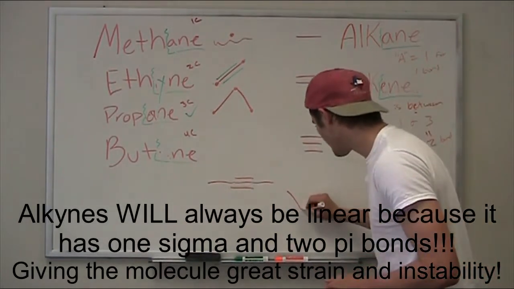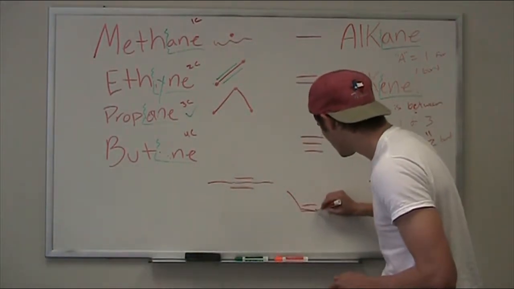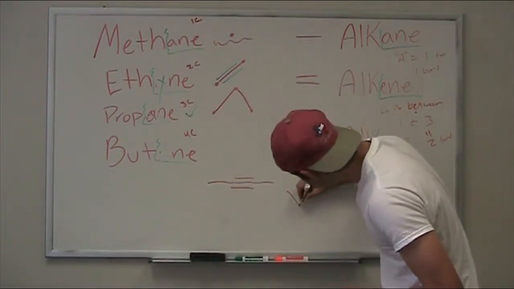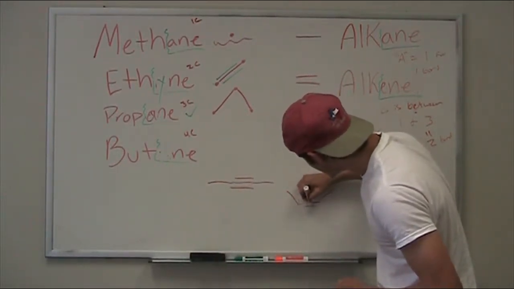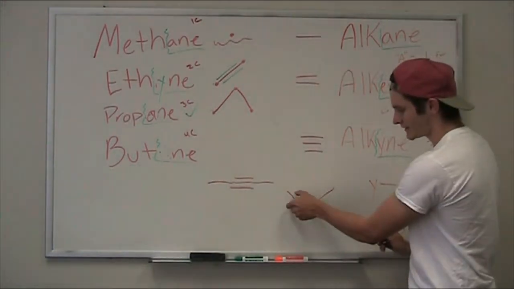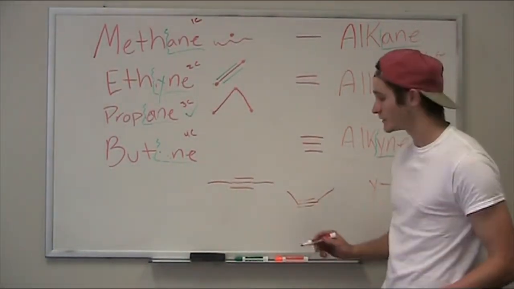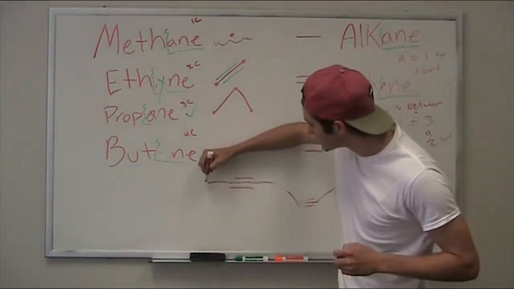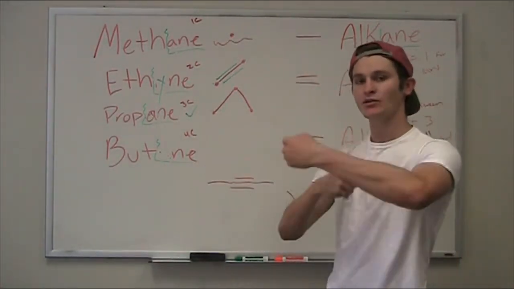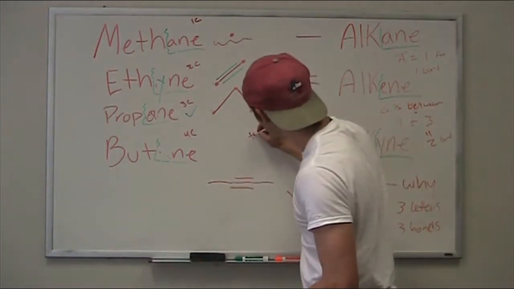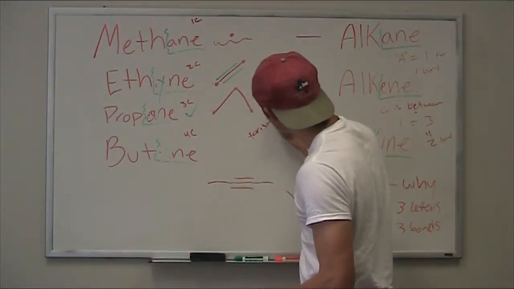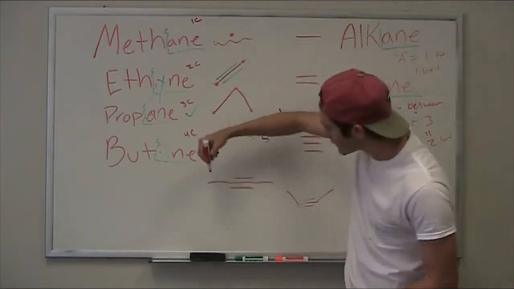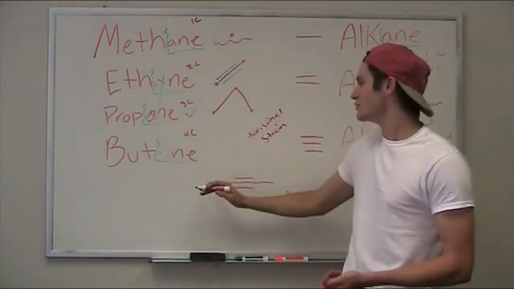Some professors will not accept this because it does not show that it's 180 degrees. So you need to make sure there's a 180 degree angle. It's linear. It's always linear because it cannot bend. It cannot twist. It has torsional strain. So you've got to count your carbons like this. This is a butyne.